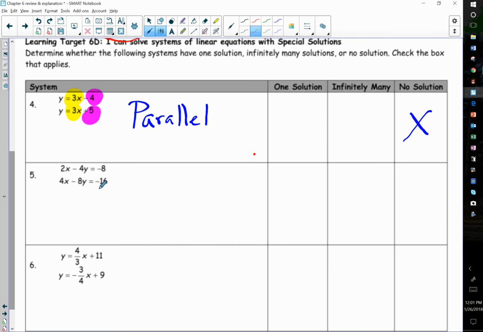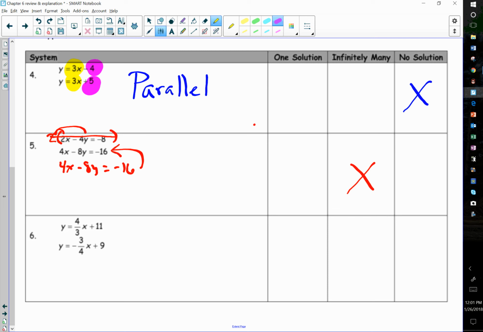Taking a look at problem number 5, if you multiply the top equation by 2, 2x times 2 is 4x, and 2 times minus 4y is minus 8y, and 2 times negative 8 is negative 16. This top equation is identical to the second equation. They're two identical equations. That means when you graph them, they make the same exact line. That gives you infinitely many solutions.